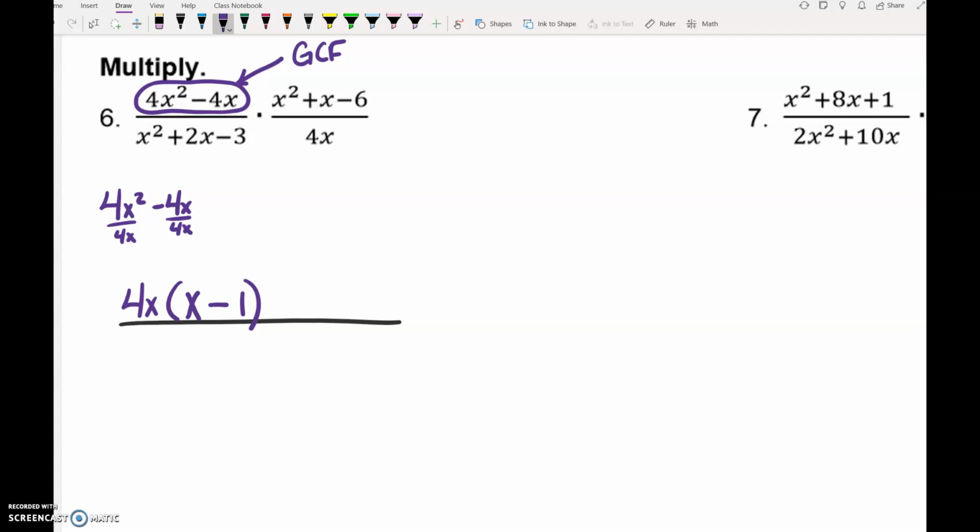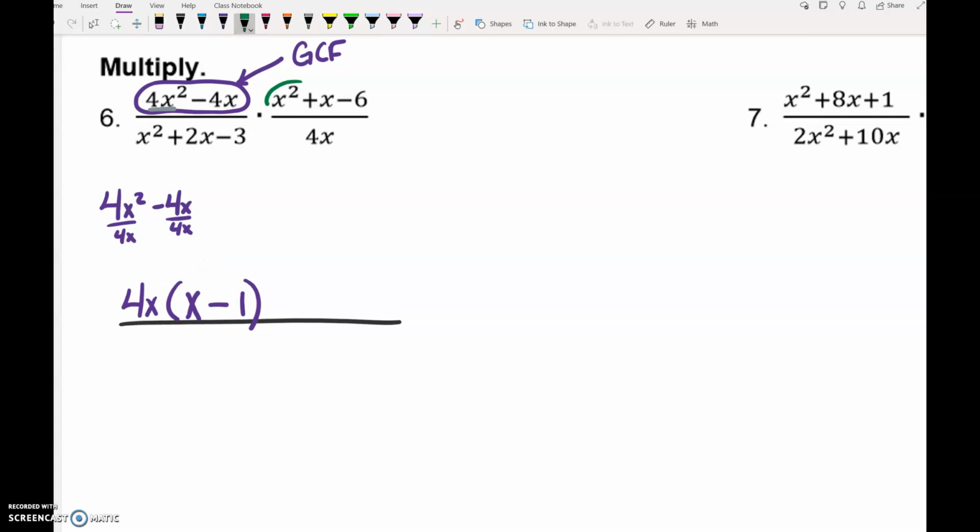Remember that what we're doing is undoing the distributive property. If I were to multiply this back together, 4x times x is 4x squared. 4x times negative 1 is negative 4x. That 1 has to be there so that that term is still there.